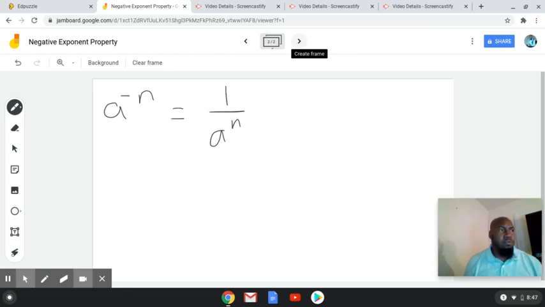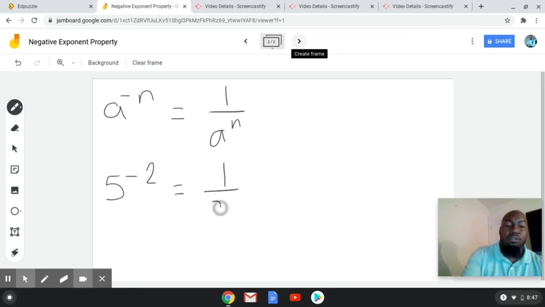I'm going to give you an example to try. Go ahead and see if you can guess, we'll do 5 to the -2. Well, what's 5 squared, or 5 times 5? Right, correct, 25. So if we had 5 to the -2, then this would just be 1/25.